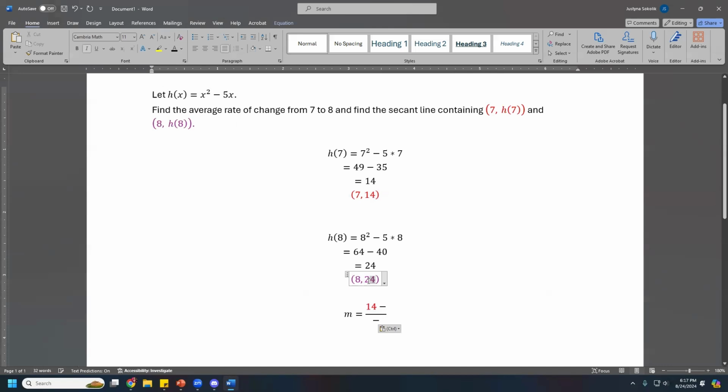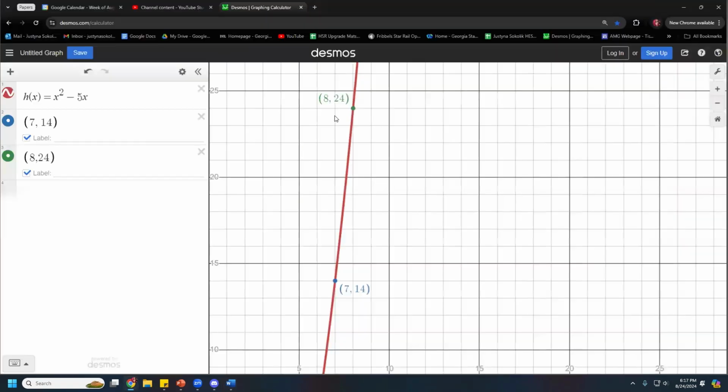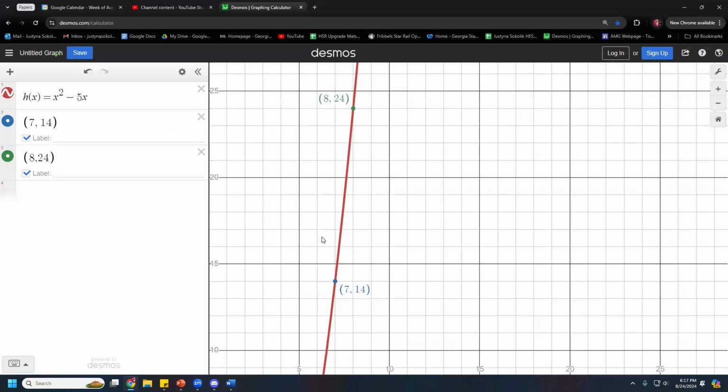So I have 14 minus 24. My difference in x's, it doesn't matter which one you decide comes first, but you have to be consistent. And I find this color coding kind of helps with that, because then I know my points are kind of stacked up like this, where this is one point and this is the other point. Okay, and now I just subtract. So I have 14 minus 24, that's negative 10. 7 minus 8 is negative 1. The negative on the top and bottom cancels to leave me with just 10. So in other words, the slope of the line that connects these two things, that would be 10.